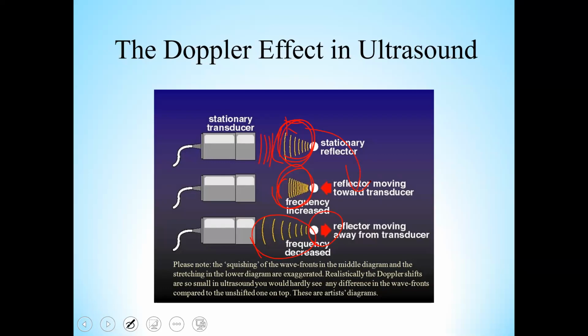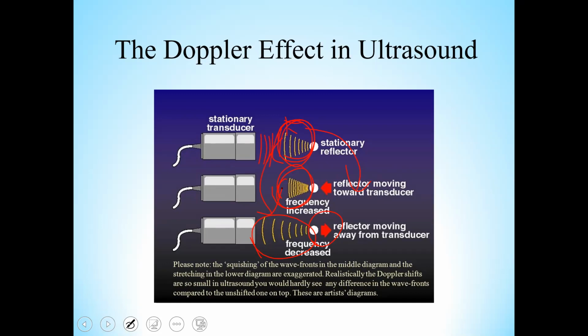So there is a difference between these two frequencies, and the receiving frequency is lower than the transmitted frequency. In that case you can say that the reflector is moving away from the transducer. So here you know the important concept: if the blood is moving away from the transducer, then the frequency reflected from that blood will be lesser than the transmitted frequency.